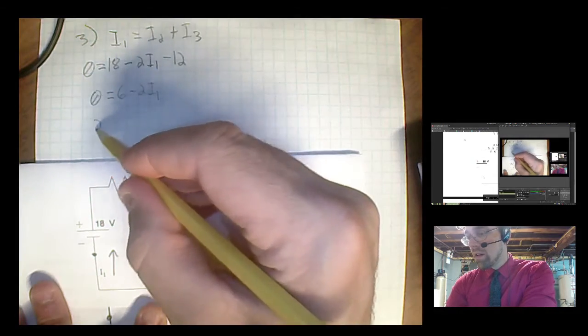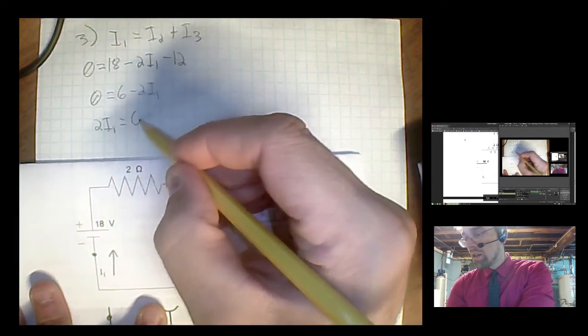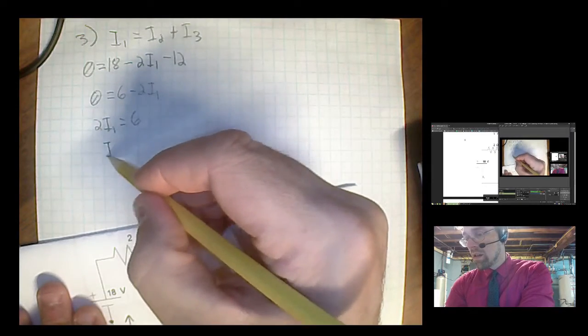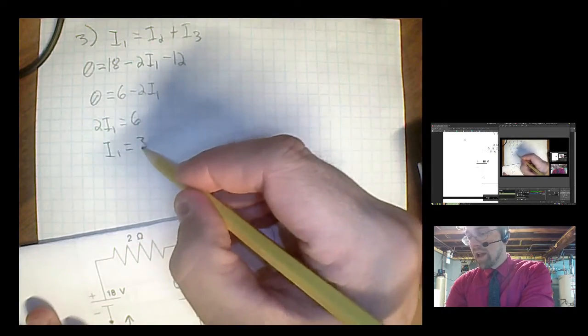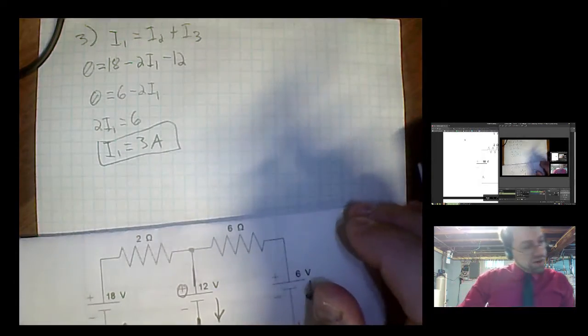Move that over. I1, we're going to get 3 amps. Off to a good, strong start.